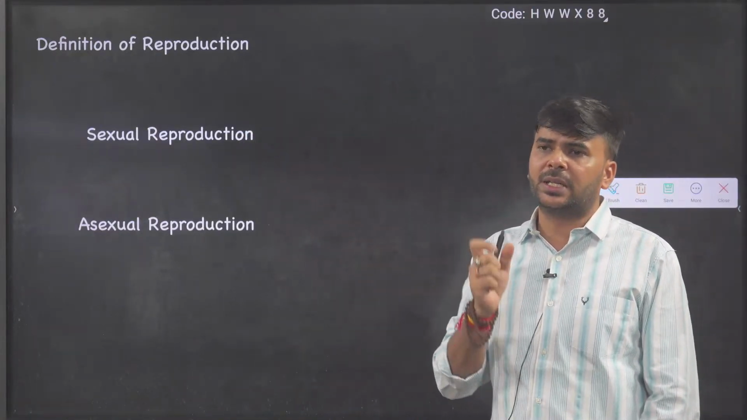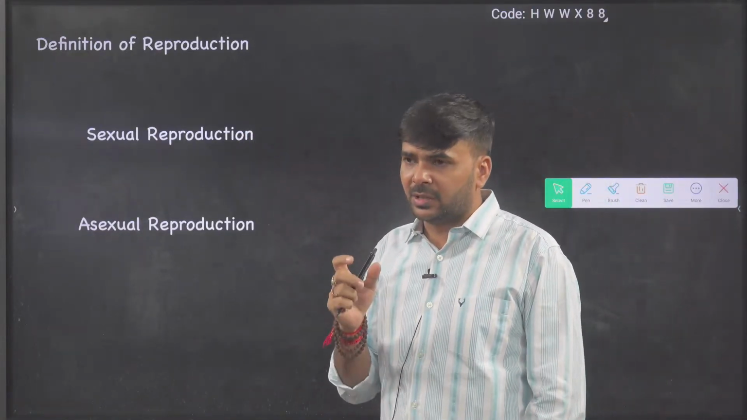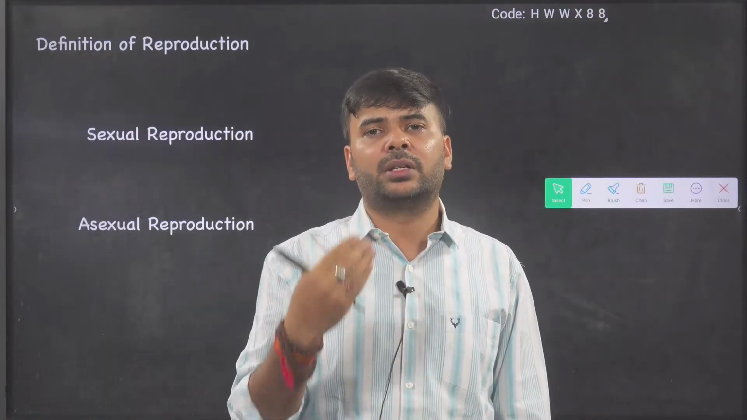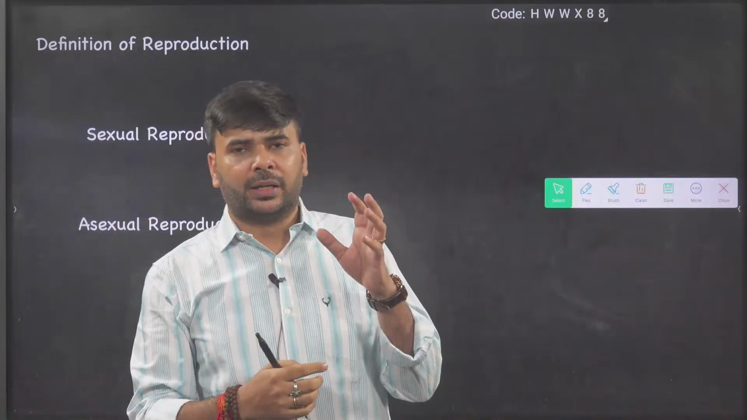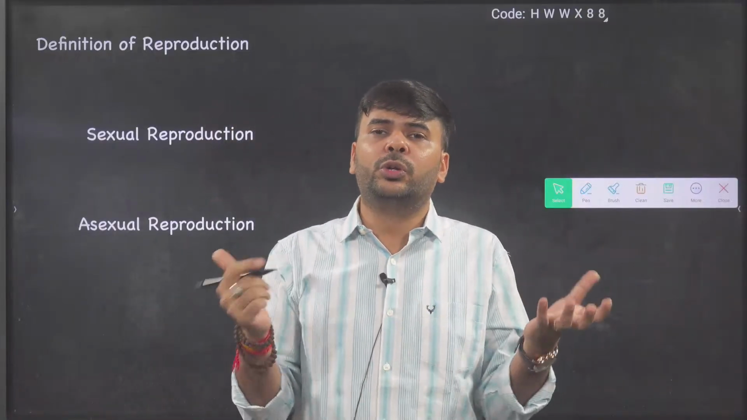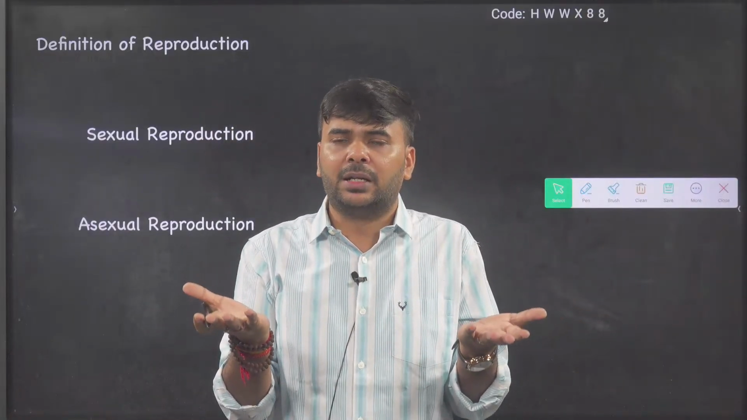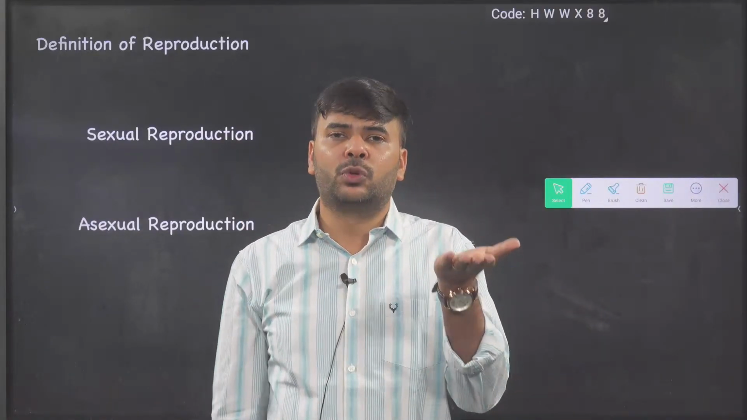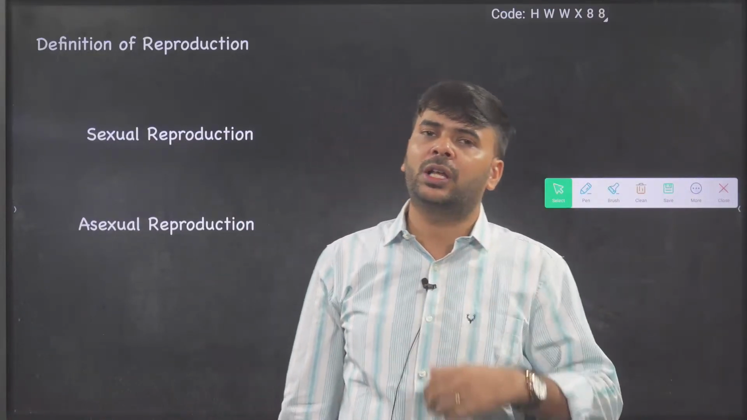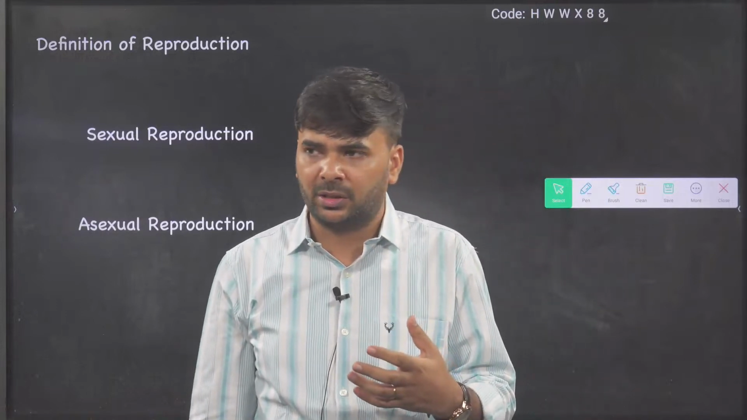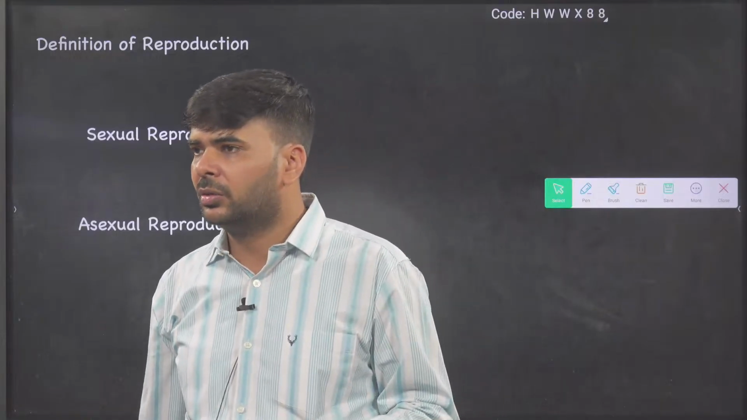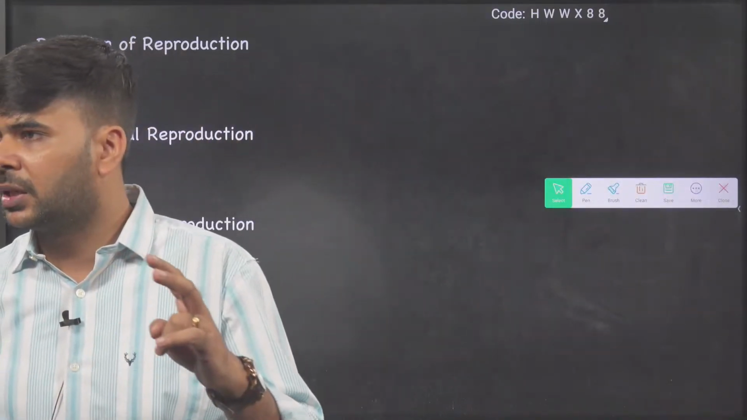Definition of reproduction is production of similar species from one organism. Participation of two individuals in reproduction leads to sexual reproduction, and in case a single individual is involved, it is called asexual reproduction.